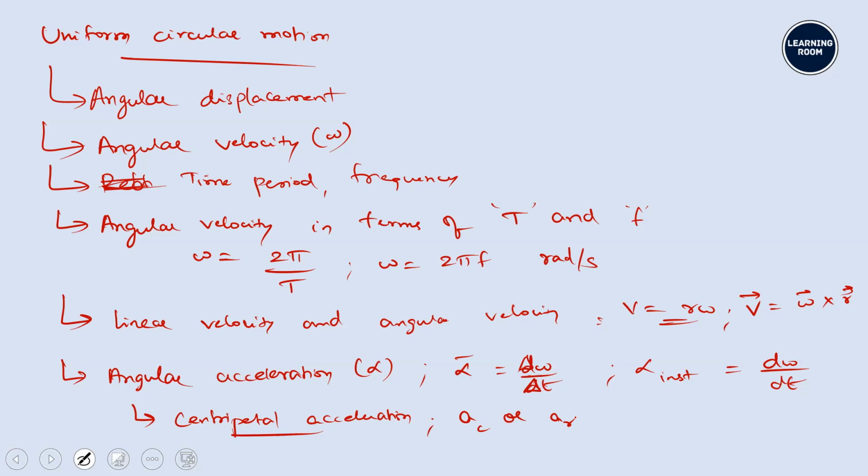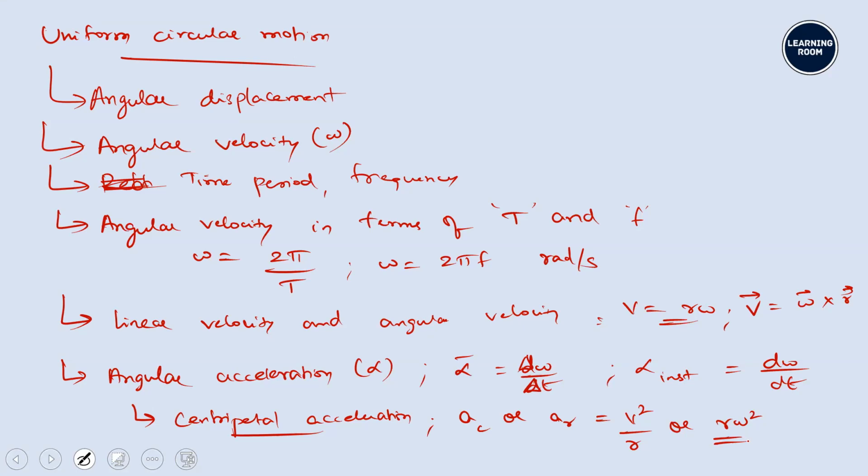What was the value that we derived yesterday? So AC is equal to V square by R or R omega square. Both are of the same value. Right? Actually, these three concepts.